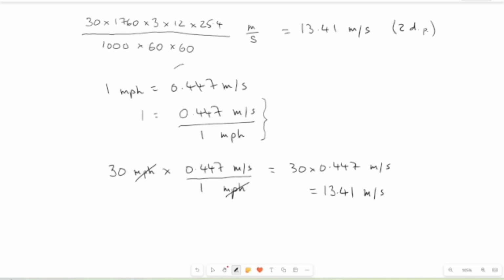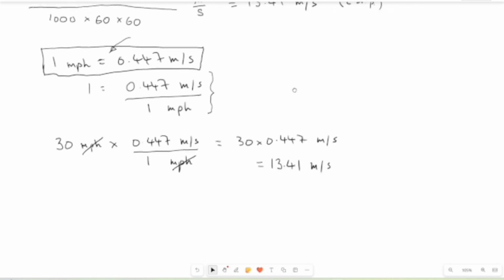This is an approximation. I've written equals here, but actually there are more decimal places after this, 0.447 something or other, which I haven't bothered with. So as long as we can find something that gives us an equality, we can use that.